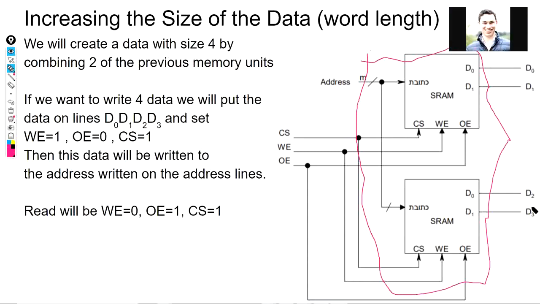Wait, why is it only 1 gigabyte? Because if M was 32 and this was producing a byte, 2 to the 32 is a giga. So it would be a gigabyte. But this is not producing a byte. It's only producing 2 bits. 2 bits is a quarter of a byte. So if it would have been 4 gigabytes, now it's going to be 1 gigabyte. A quarter of 4 is 1.